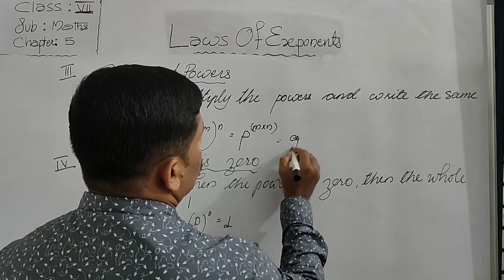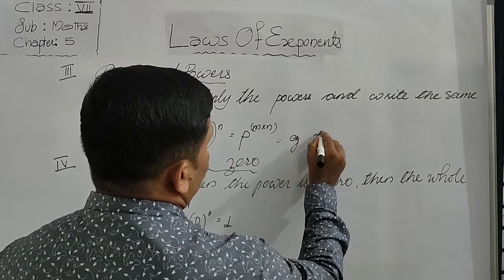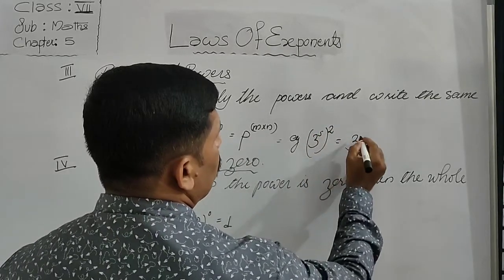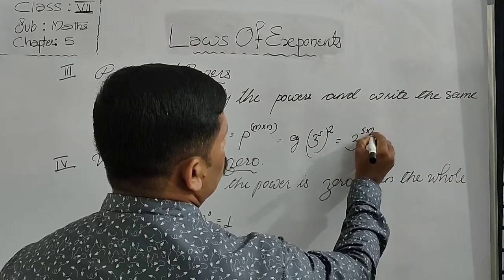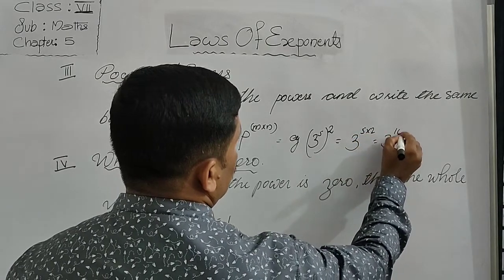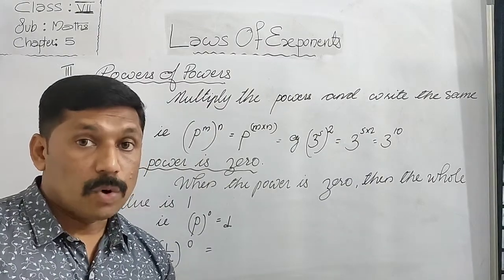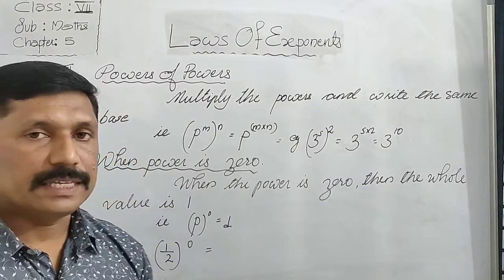Example, (3 power 5) all power 2 is equal to, here two powers are there, therefore we multiply the powers, 5 into 2, therefore it is equal to 3 power 10. So when there are powers of powers, we multiply both powers and write the same base.